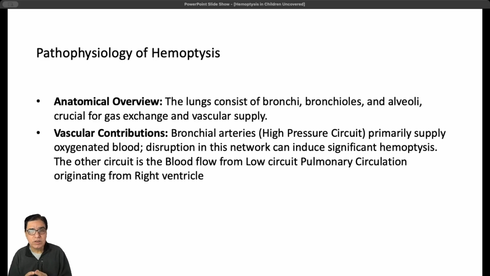As I told you, most of the times the low pressure circuit would not give you hemoptysis because the pressure is quite low, but in the high pressure circuit there are more chances, because even if there is a tiny bleed, that would lead to a lot of bleeding, and there would be a lot of irritation, and more irritation means more chances of coughing and more chances of bringing it up where it can be visibly seen by the patient, by their parent, or by the doctor. Okay, so that's a little bit about the pathophysiology of hemoptysis.